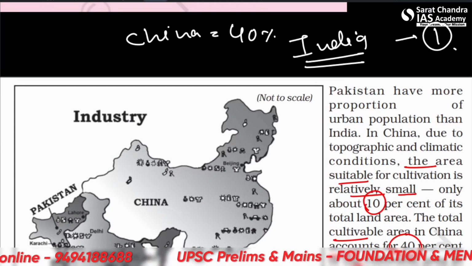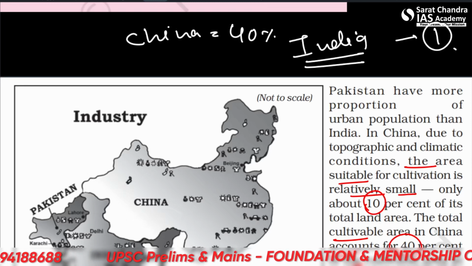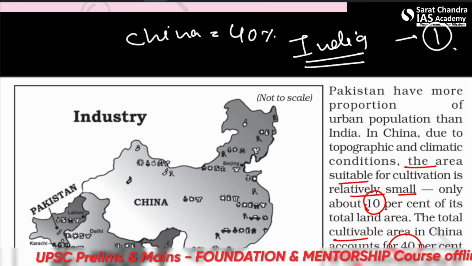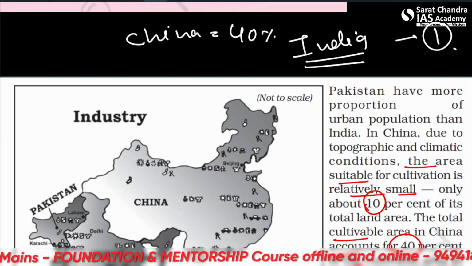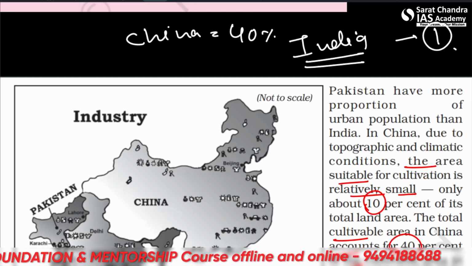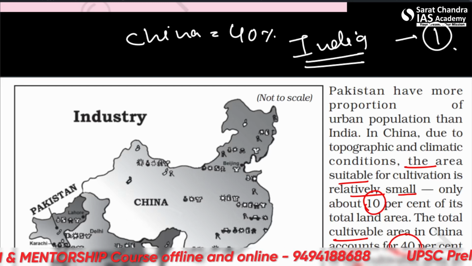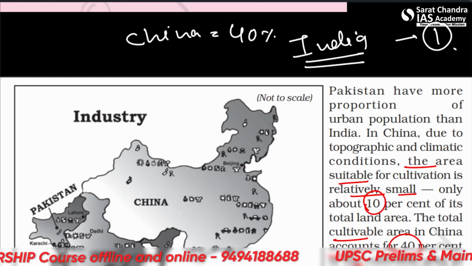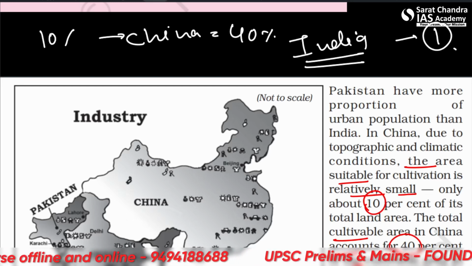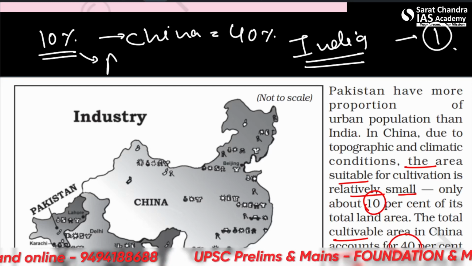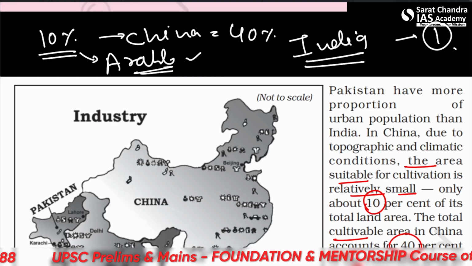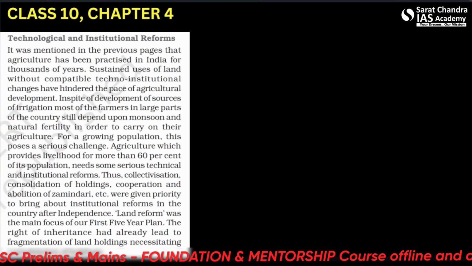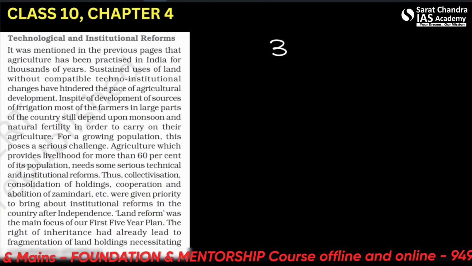So irrigation is more in India, as we saw from the PYQ, than China. A lot of the cropping system depends on irrigation in India. And only 10% of China's area is arable. That's why naturally irrigation becomes lesser. Okay. Now let's talk about the third statement.